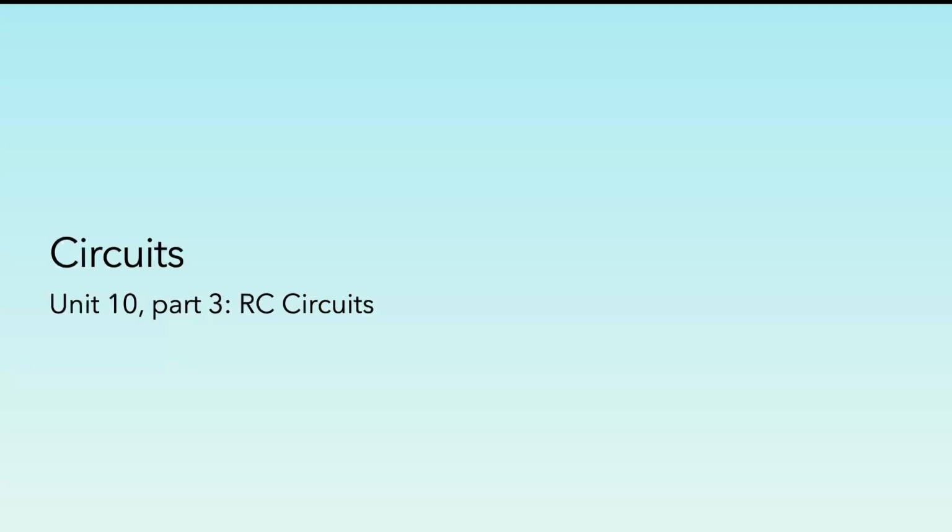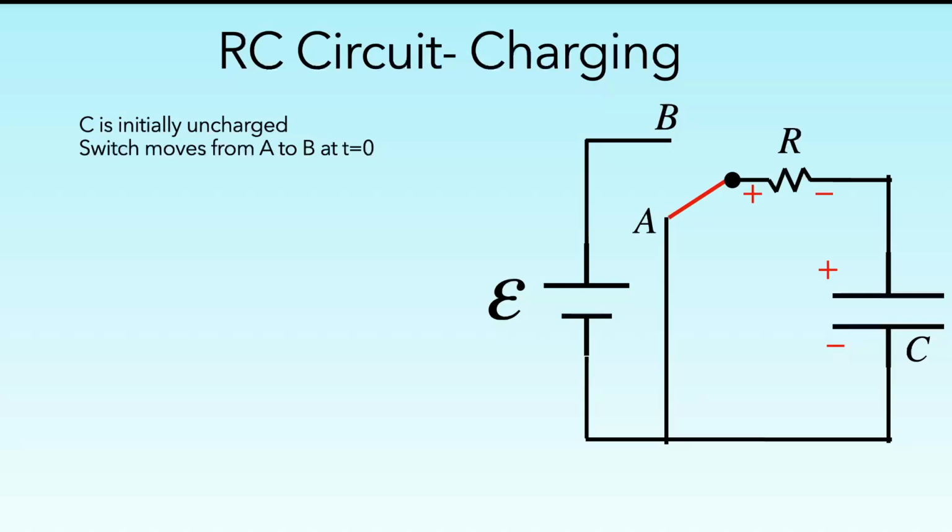So in this last part of the unit, we're going to be talking about RC circuits where there are resistors and capacitors in the same circuit. So the big thing that's different is there's time dependence in the circuit. It's not just steady state all the time. So let's take a look at this.